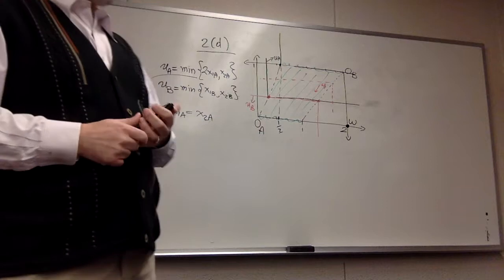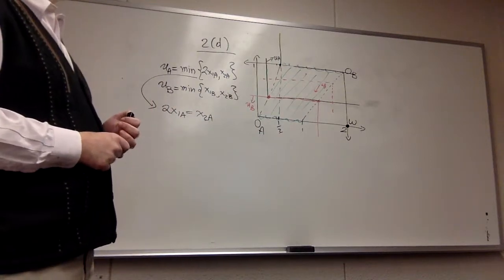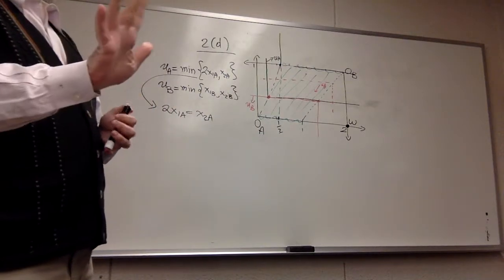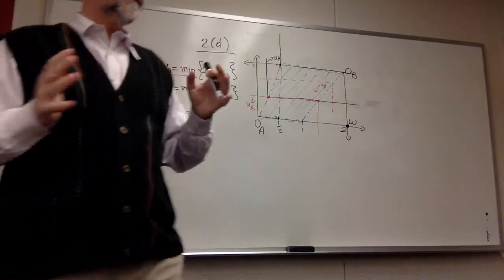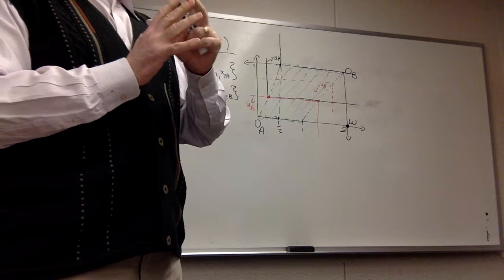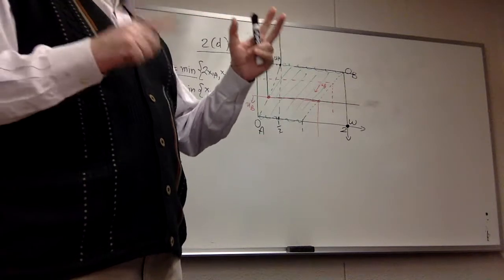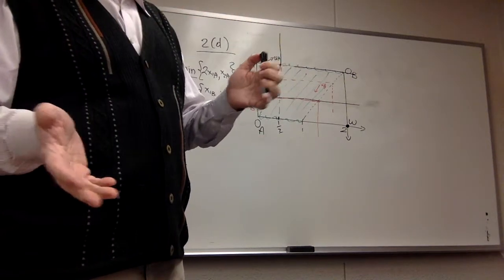Question: Is that typical of Leontief? Yeah, Leontief. The fact that the set of Pareto efficient allocations is two-dimensional rather than one is typical. Okay. Right?